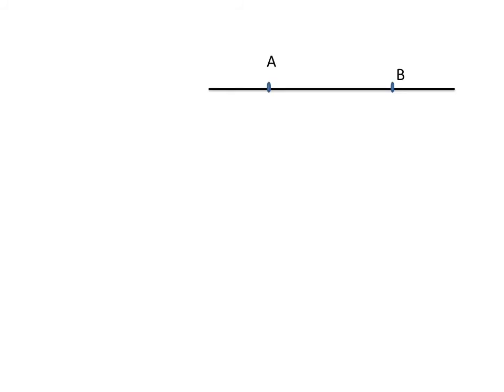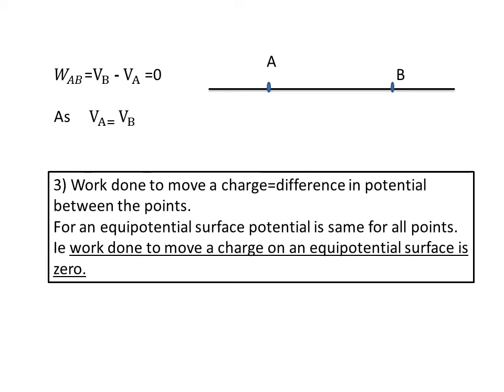Now let us consider the third point. Here we have an equipotential surface. A and B are 2 points on the equipotential surface. Work done to move a charge from A to B equal to VB minus VA. Since this is an equipotential surface, potential at A is equal to potential at B, that is VA equal to VB. Therefore WAB equal to 0. This means that no work is needed to be done to move a charge along an equipotential surface.